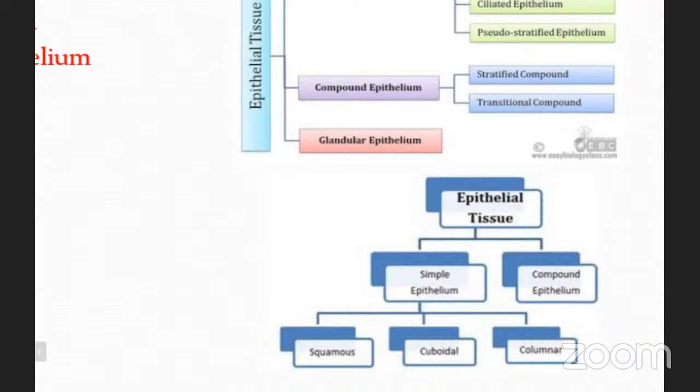Okay, epithelial tissue is divided into two types. Number one is the simple epithelium and number two is the compound epithelium. When we go for the simple epithelium, it is again divided into three types: simple squamous epithelium, cuboidal, and columnar. So first we go for the simple epithelium only. Okay.